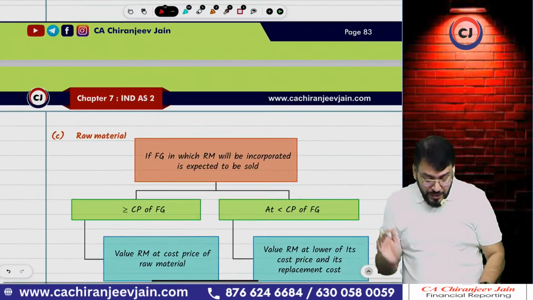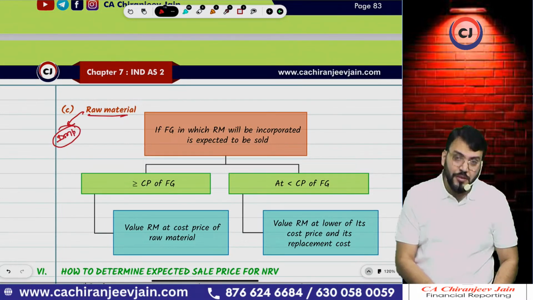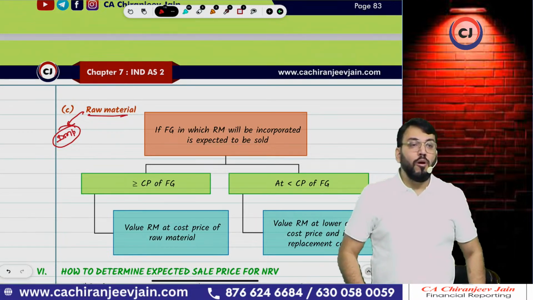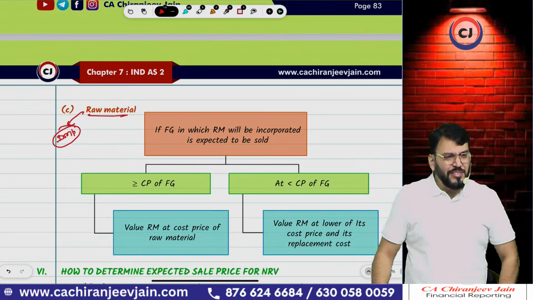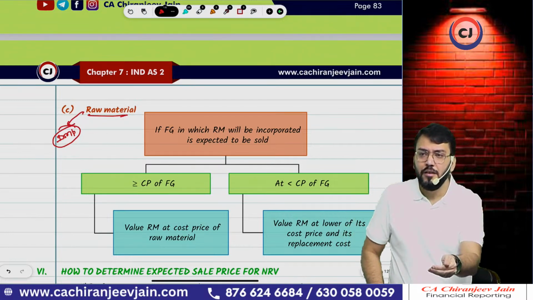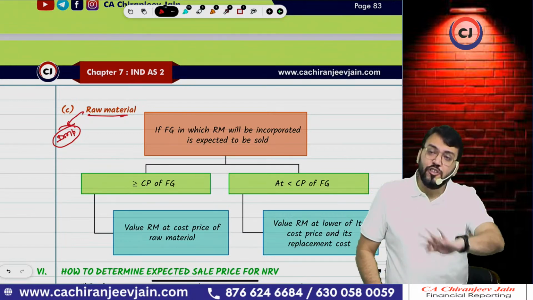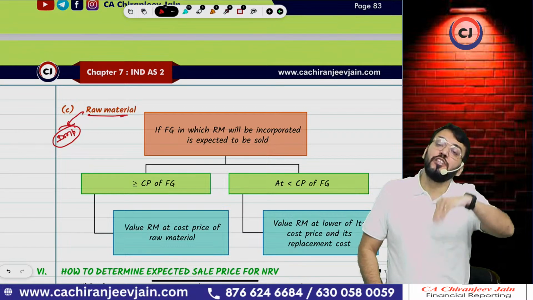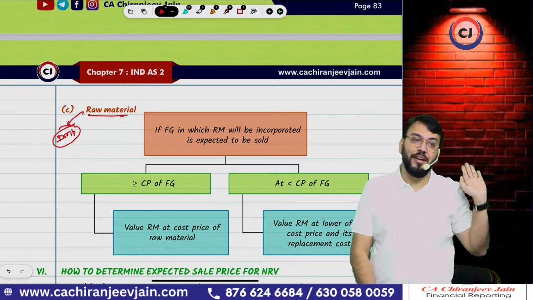Correct. Now coming to raw material. From my point of view at CA final level, this is more important. At CA final level, raw material is more important. How to find out NRV of raw material? Once again, can you say we cannot find out NRV of raw material because we don't sell raw material. The valuation of raw material will depend upon the finished goods which will be produced from that raw material.